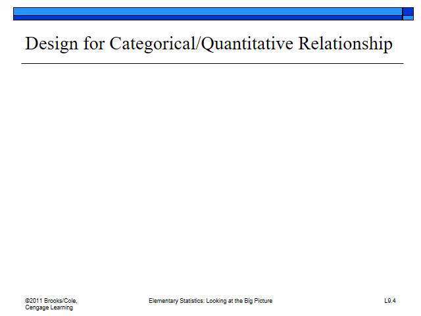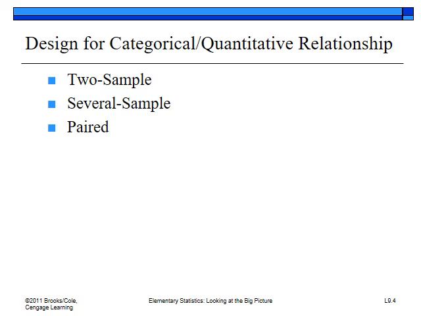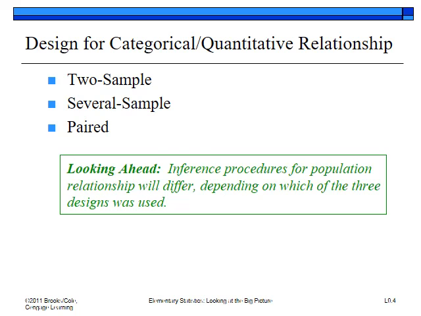When we're talking about a relationship between a categorical and a quantitative variable, we might be exploring a two-sample study, a several sample study, or a paired study. When we begin discussing inference later on in the term, the method and the procedure that we'll use will differ depending on which of these three situations we find ourselves in. We'll start with the two-sample.